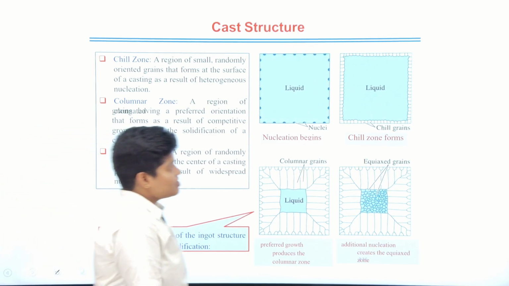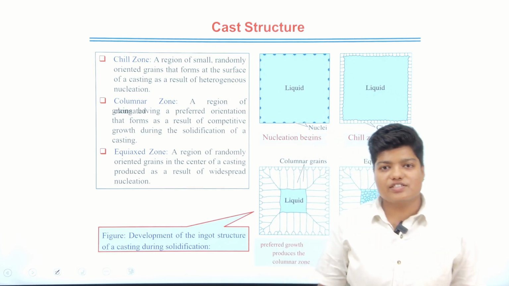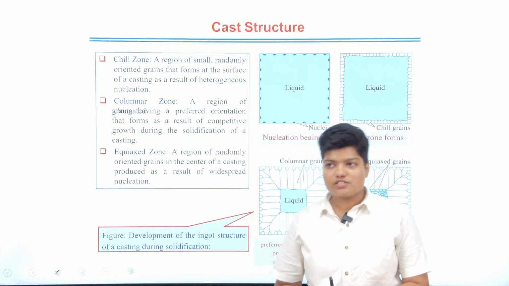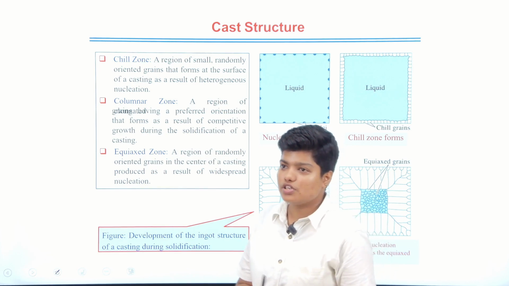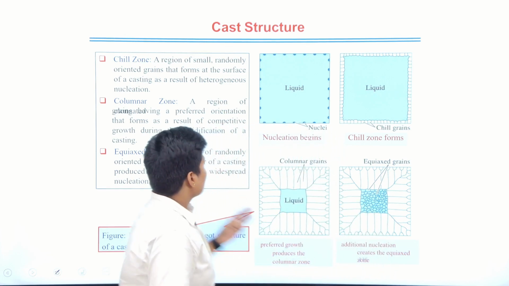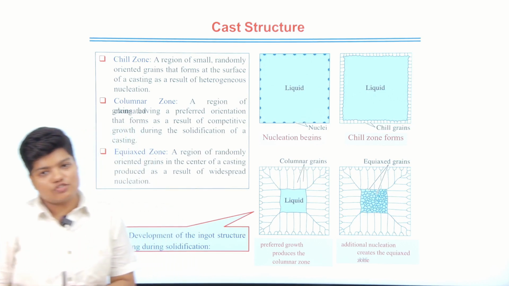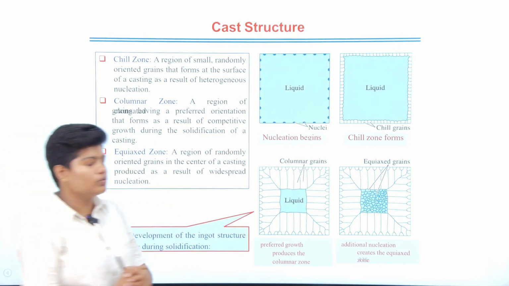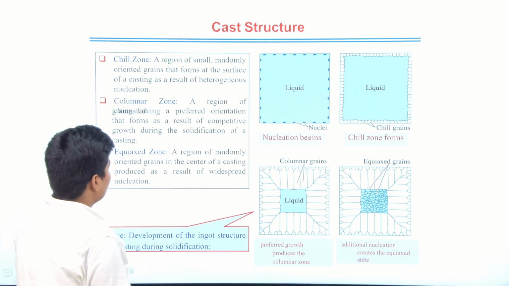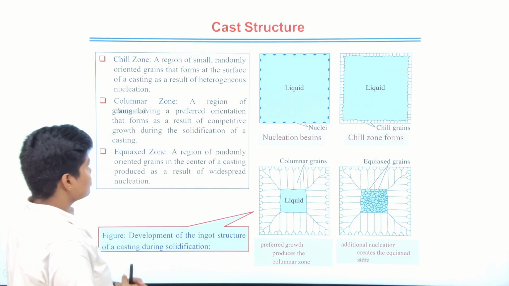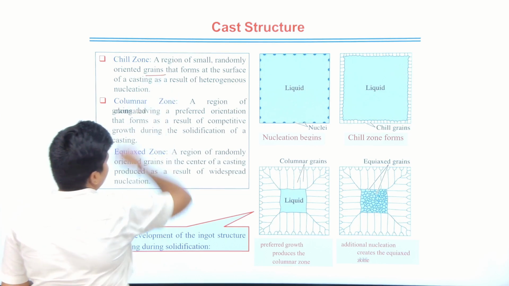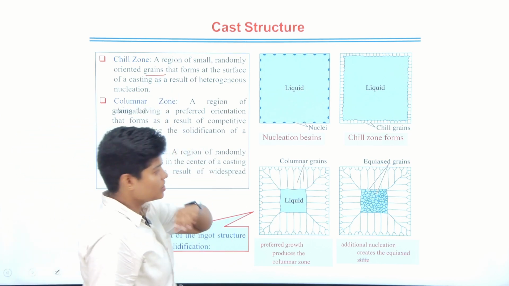So, the casting structure of a metal. What is the casting structure? Normally, the casting structure belongs to three zones: chilled zone, columnar zone, and equiaxed zone. As already told, what is the chilled zone? The region of small and randomly oriented grains that form at the surface of the casting.